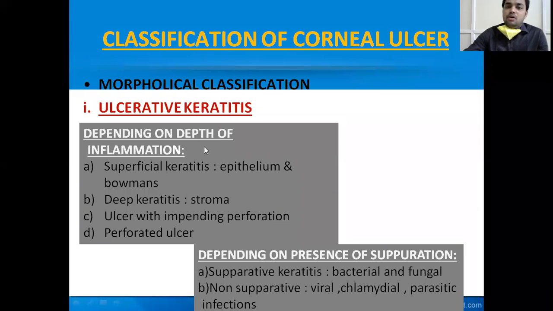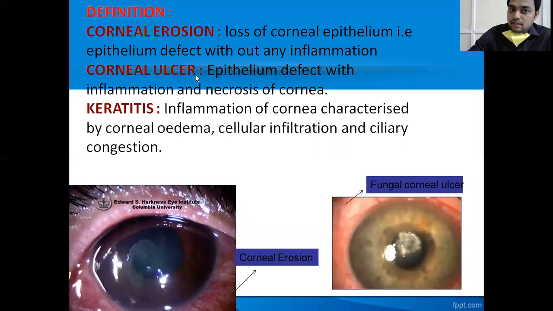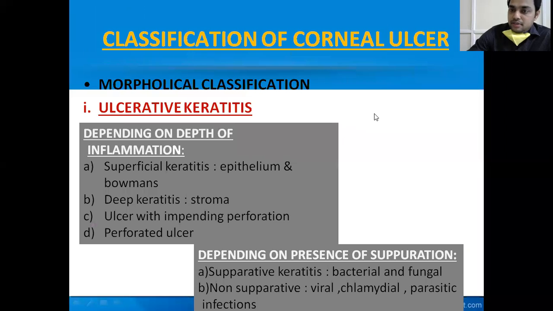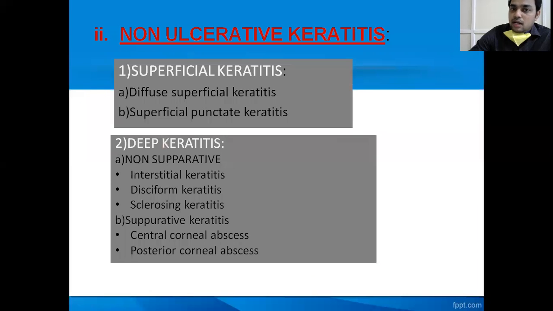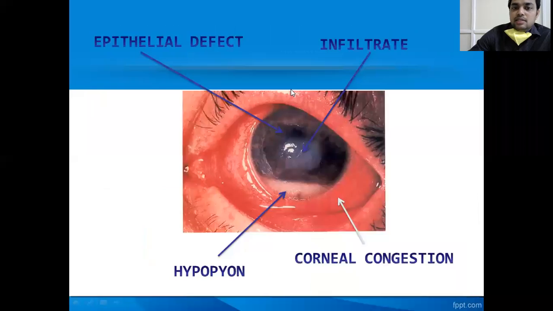So, classification of corneal ulcer. Corneal ulcer is a 10 marks question. It is important. First, you have to write the definition of the ulcer, then the classification. In the classification, morphologically, it is divided into two types: ulcerative keratitis and non-ulcerative keratitis.